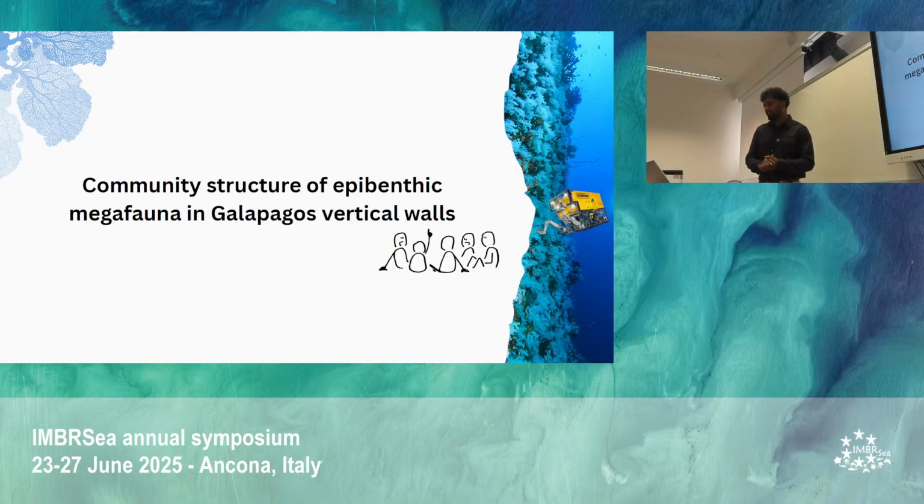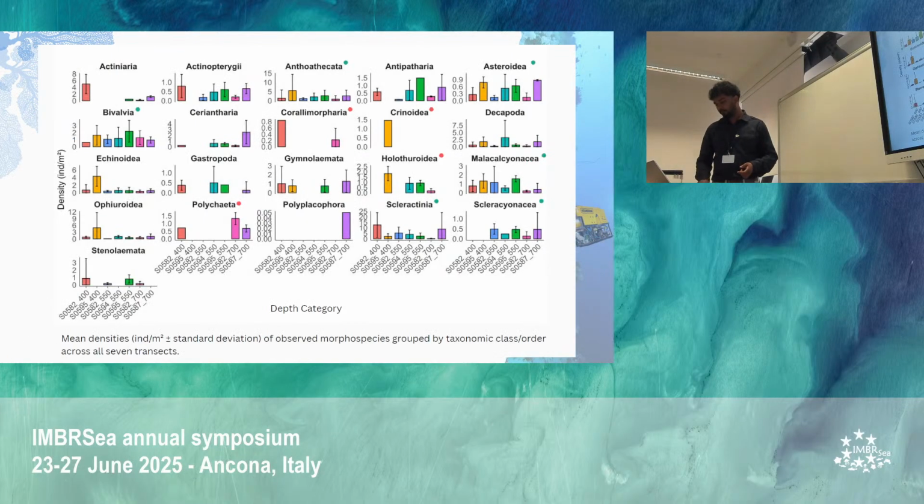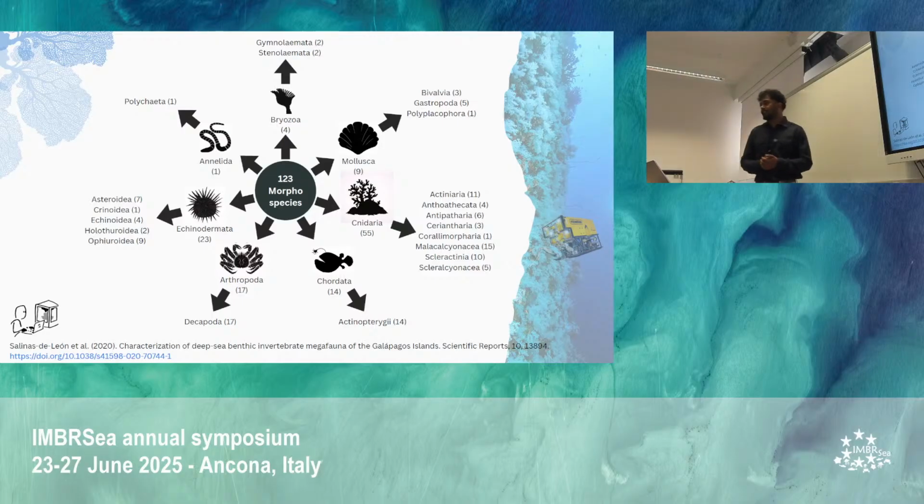So now let's look at the community structure of the epibenthic megafauna in these Galapagos vertical wall sections. In this study, I recorded 123 morphospecies, which is remarkable, and they spanned across 7 major phyla. The highest number of morphospecies was recorded from the phylum Cnidaria with 55 morphospecies, followed by phylum Echinodermata with 23 morphospecies, and Arthropoda with 17. At the order and class level, order Decapoda had the highest number of morphospecies with 17.